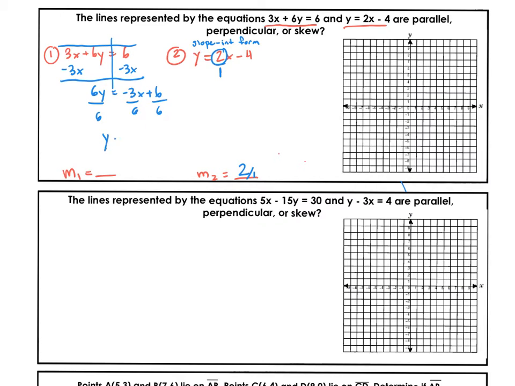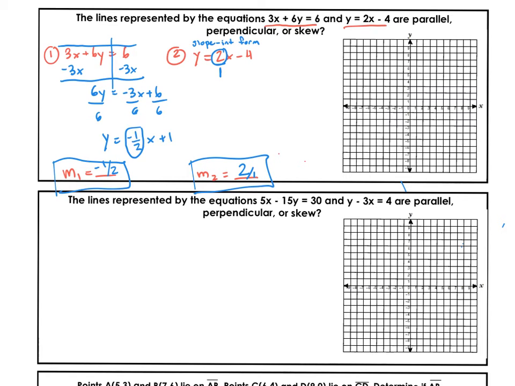And you get y is equal to negative 1/2 x plus 1. So we're going to isolate the slope. It's negative 1/2. We're going to put that over here. And so our two slopes are negative 1/2 and 2 over 1.